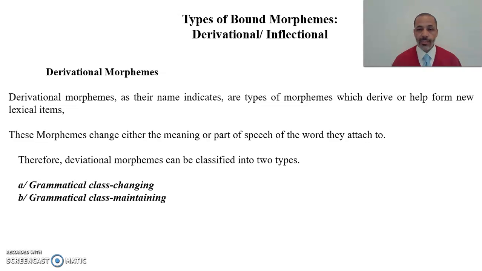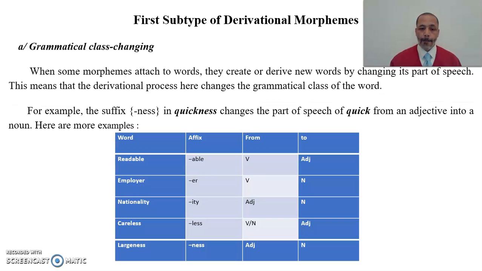Derivational morphemes can be classified by themselves into two subcategories. There are those derivational morphemes which are grammatical class changing, and those derivational morphemes which are grammatical class maintaining. Those which are grammatical class changing, as I have said, change the grammatical class of a word from a noun to a verb, from a verb to a noun, adjective to a verb, and so on.